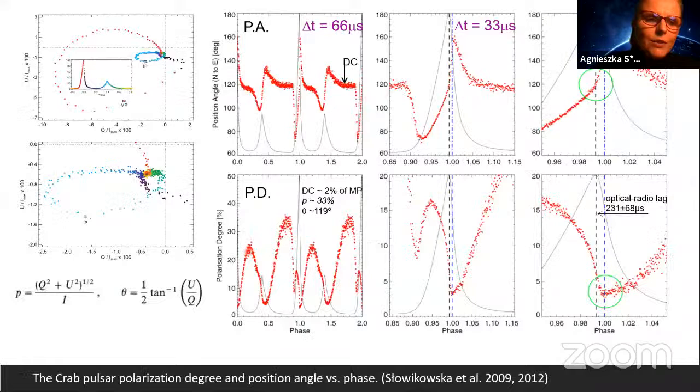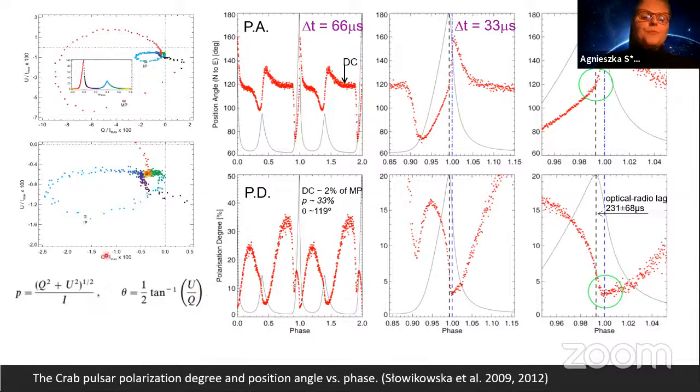And once you have the Stokes parameters, you can plot them as it's presented here, on the so-called QU diagram, and here in color you have the light curve of the Crab, and most of you probably know that it has 2 peaks. It has a main pulse and an interpulse. And here you see how the tip of the electric vector is making these loops. The bigger loop represents the main pulse, whereas the smaller loop represents the interpulse.